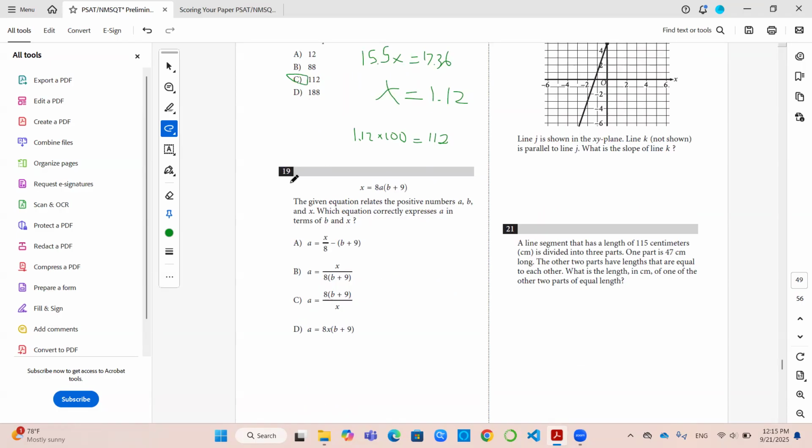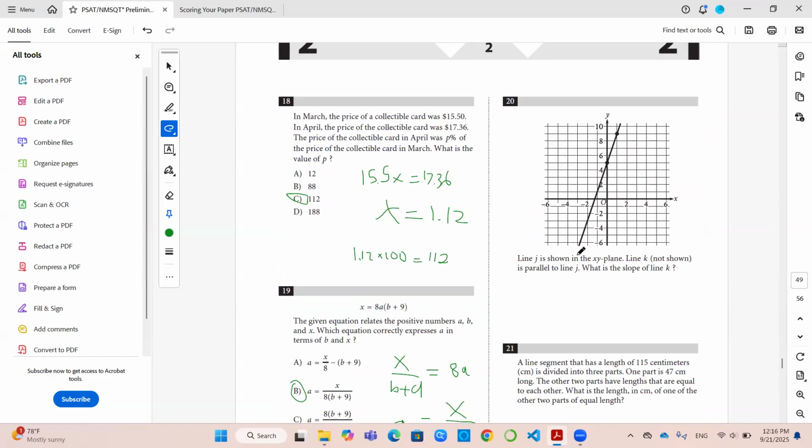The given equation relates the positive numbers a, b, and x. Which equation correctly expresses a in terms of b and x? So we're trying to say a is equal to something. So I'm going to go ahead and divide by the b plus 9 here, and this becomes 8a. And we also have to divide this by 8. So B is the correct answer.